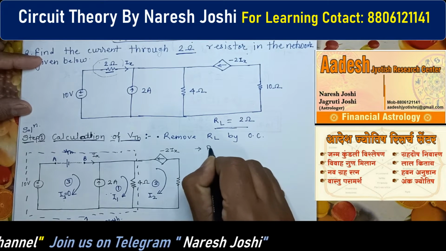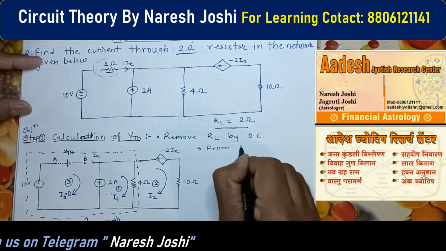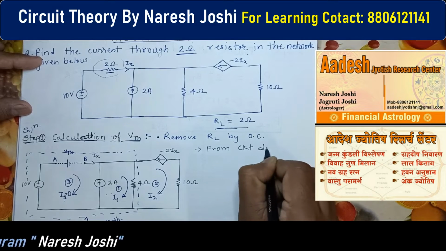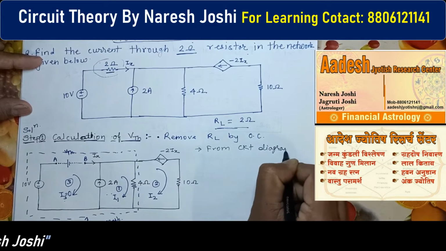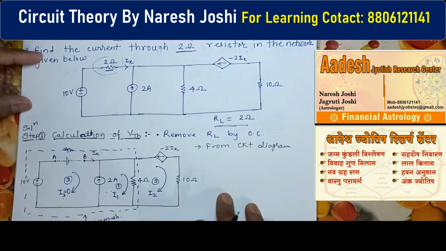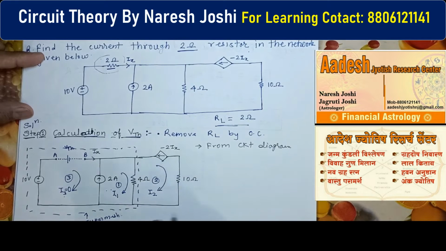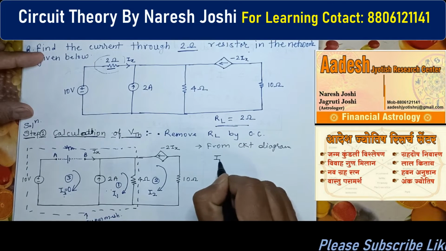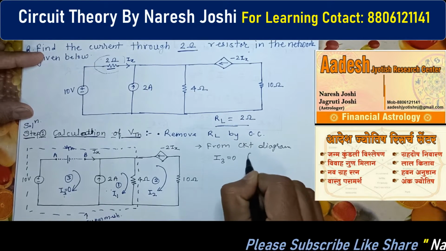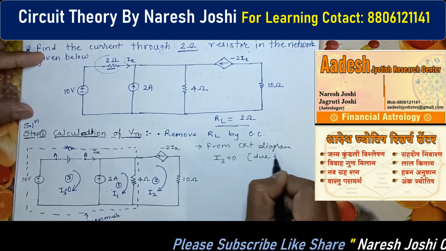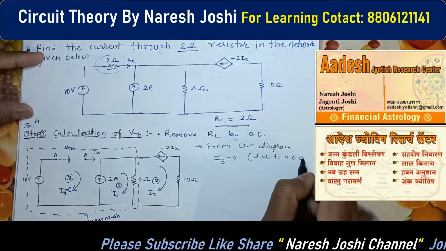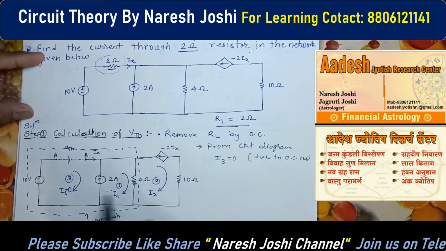So from the circuit diagram, which thing we are getting directly from the circuit diagram, that we have to mark here. You can see this is the open circuit. So first we have considered I3 equals to 0. Clear? Why is it 0? Due to the open circuit. Clear? So I3 will be 0.